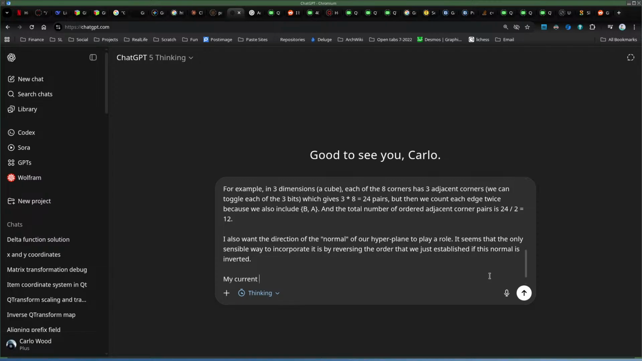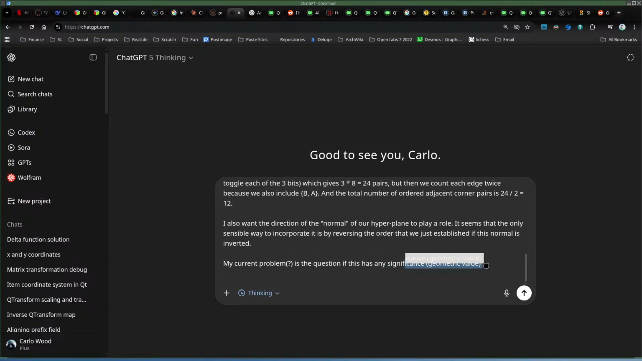My current problem, I guess, is the question if this has any significance. Geometric value, whatever. Maybe I should use value.